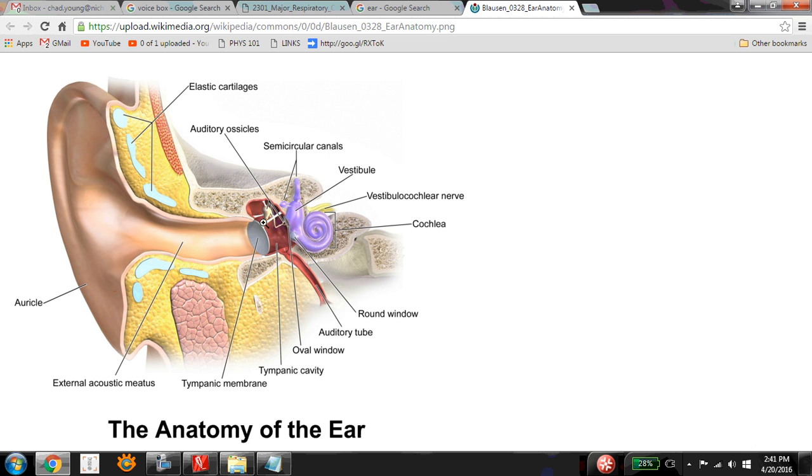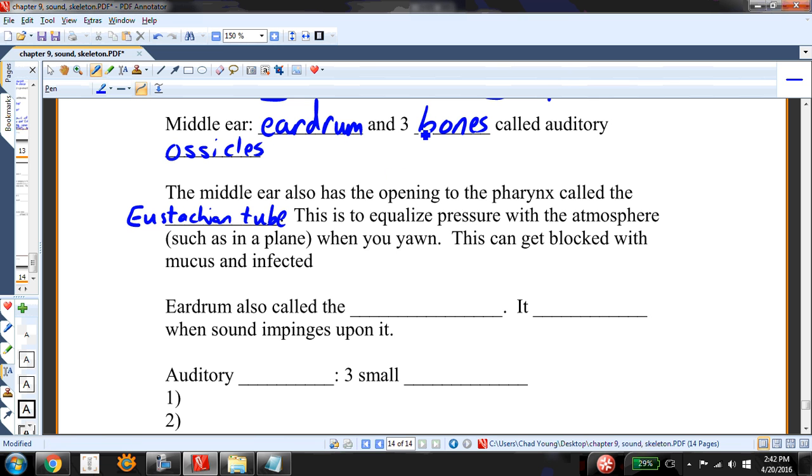These three bones take vibrations from your eardrum, and then they will transfer them into this thing, which is called the cochlea. Or I guess this is the vestibule. I think the whole thing is called the cochlea. Anyway, it's going to transfer those vibrations into this thing, which will then translate that into an electrical signal. All right. The eardrum is also called the tympanic membrane. I already said this.